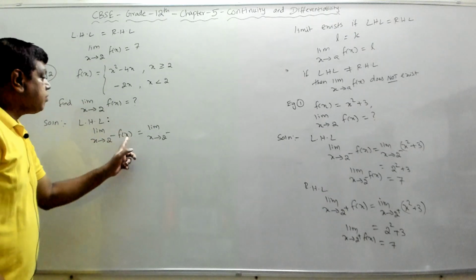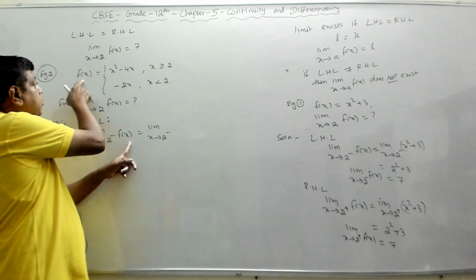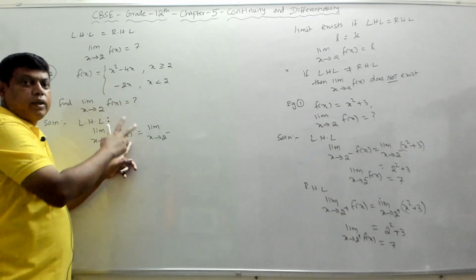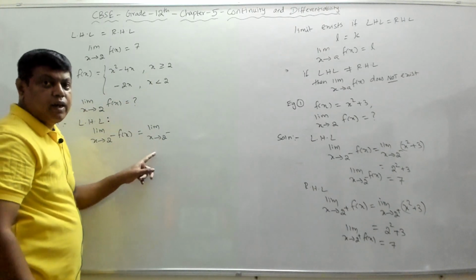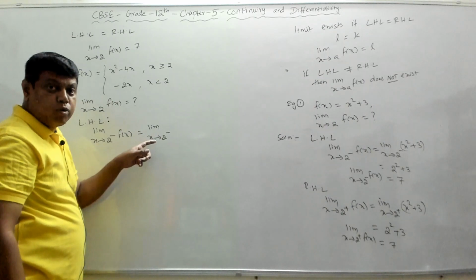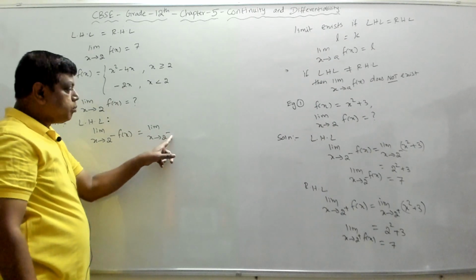We don't know which f of x to substitute. Should I substitute f of x as this or minus 2x? Now it depends on the value of x. We must find what value x takes as it approaches 2 through values less than 2. Minus means less than 2.